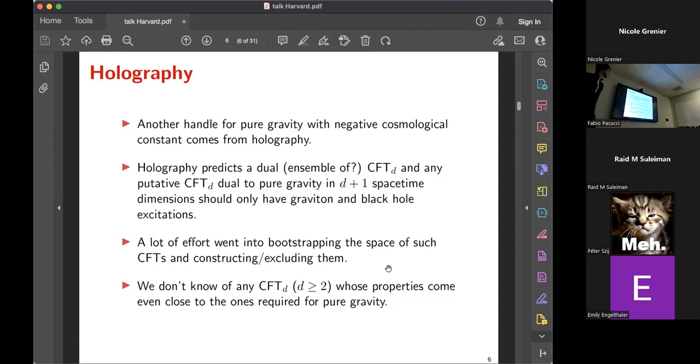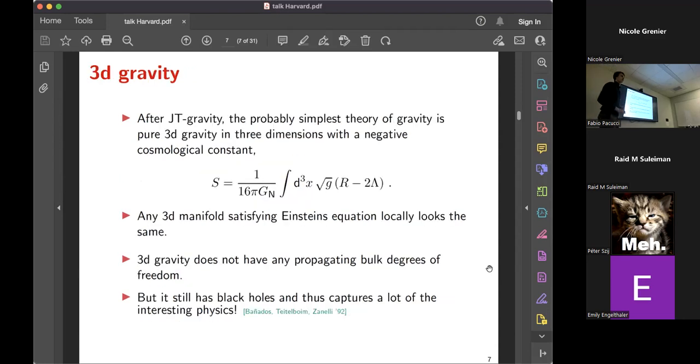Okay, so now let me talk about 3D gravity. After JT gravity, if we go up one dimension, then the simplest theory of gravity that you can probably think of is just pure 3D gravity with a negative cosmological constant. As almost everyone in this field, I'm studying negative cosmological constant because there are things like holography, and it's less confusing. So the action is just the usual Einstein-Hilbert action.